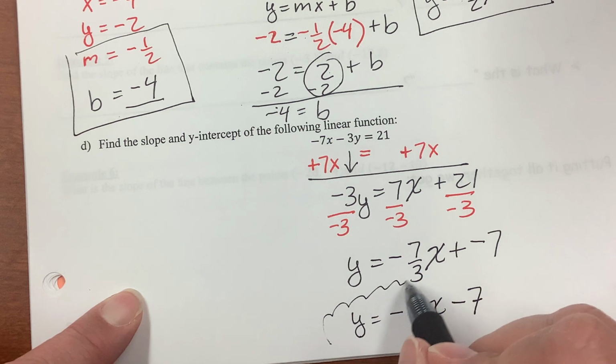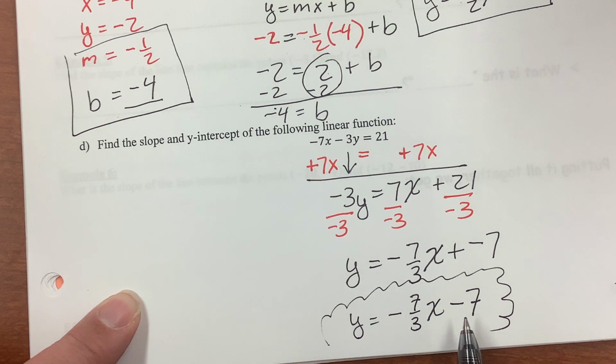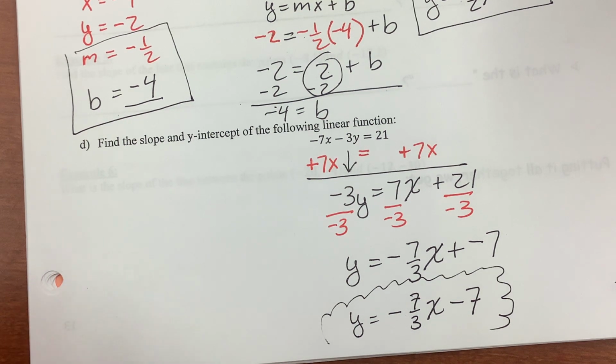It does not say to identify the slope and y-intercept. But if I had to, the slope is negative 7/3 and the y-intercept is negative 7.